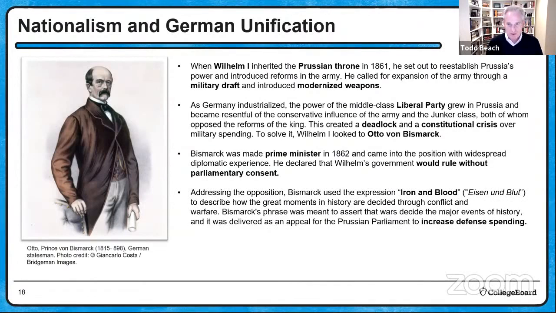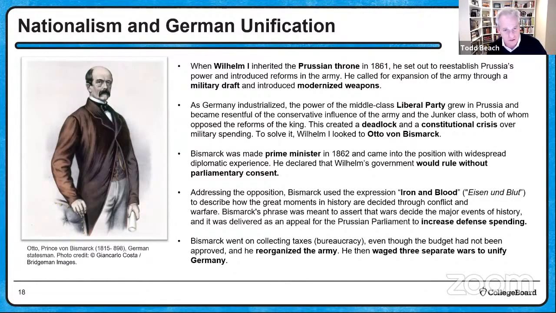And he uses the expression Eisen und Blut, iron and blood, to describe how the great moments in history are decided through conflict and warfare, not through talking about it. So his phrase was meant to assert that wars made major events of history, and he was going to deliver. And he says, you can start to increase defense spending, and you can do it with us or against us. And Parliament says no, but Bismarck says, fine, I control the bureaucracy as the prime minister, and I will order them to do this. So the budget hadn't been approved, but he reorganizes the army, wages 3 separate wars to unify Germany, just like that.